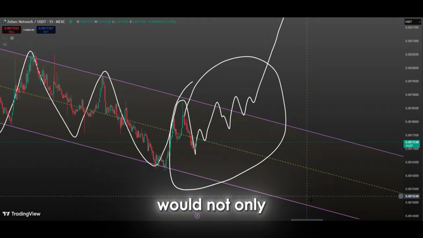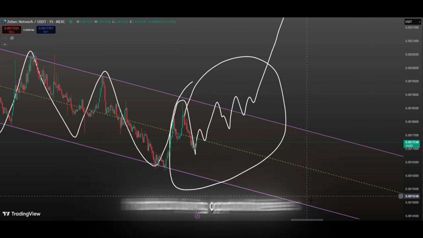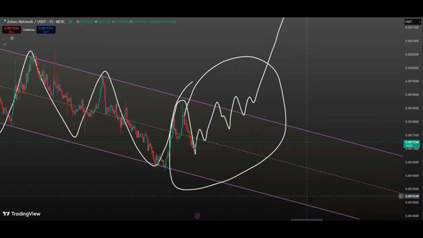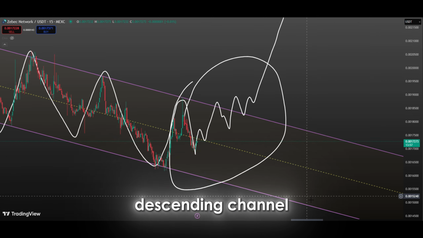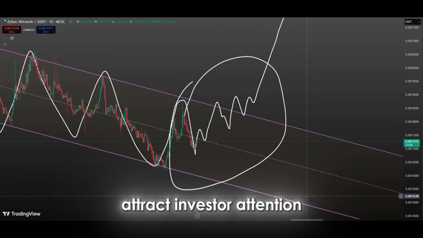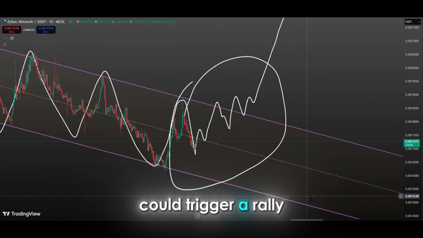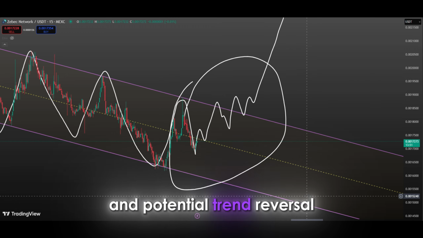Reaching this level would not only be a positive sign in terms of price action, but also in terms of investor psychology. It would be proof that buying opportunities can still arise even within a declining structure. In conclusion, the current price level signals a technically exciting zone. This upward movement within the descending channel has begun to attract investor attention. Continued movement above the midline could trigger a rally toward the upper band of the channel, marking a critical phase for both short-term gains and potential trend reversal.